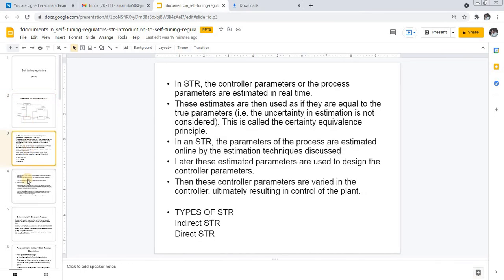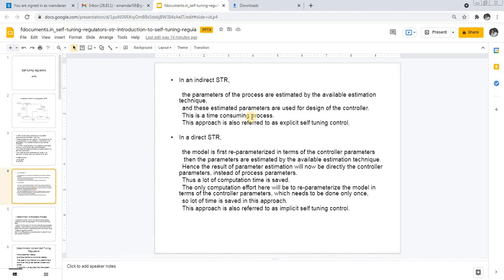So already I told you in the last lecture there are two types of STR. First one is indirect STR and second one is direct STR. STR means self-tuning regulator, it is a short form. Now in case of indirect self-tuning regulators, the parameters of the process are estimated by the available estimation technique. Whichever technique is available is used, and these estimated parameters are used for design of the controller, to design the control law.